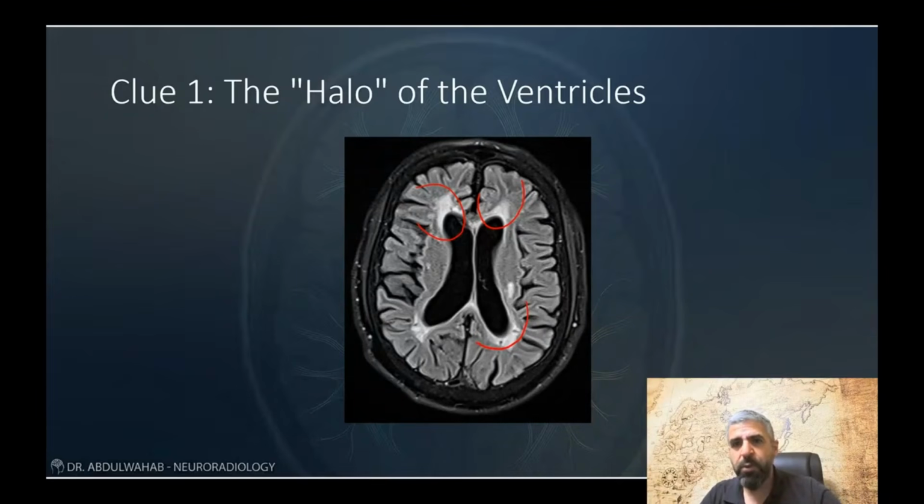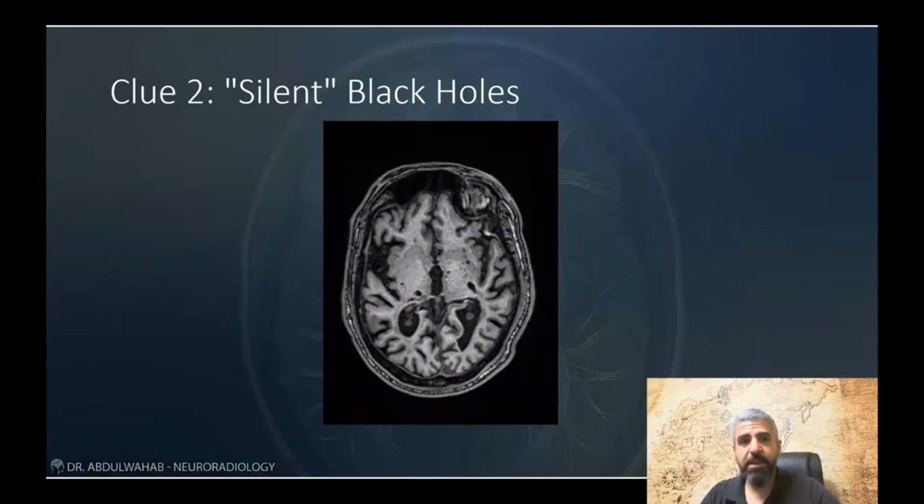Now, clue number 2, the silent black holes. Look at these tiny black holes here and here and here, and there are multiple tiny black holes. They are all tiny strokes that the patient never even felt. They are the scars of long-term high blood pressure.